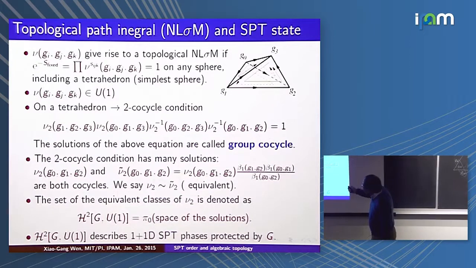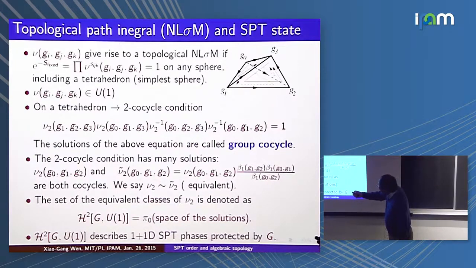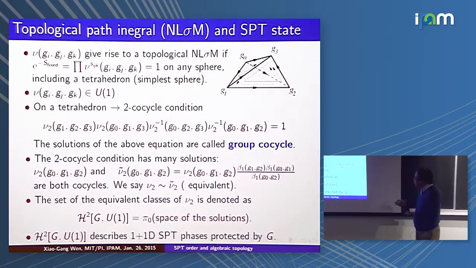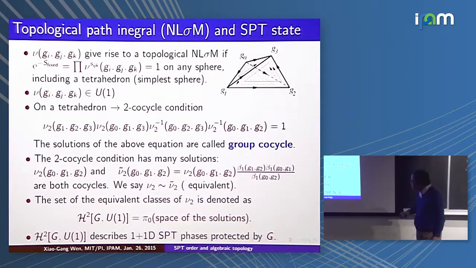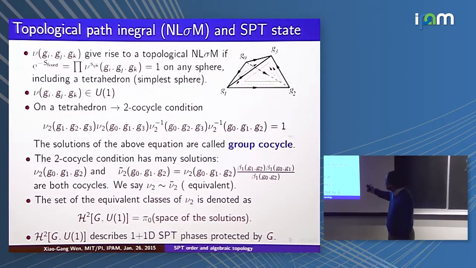And so we just find this tensor, then naturally you'll find that at least the partition function on every sphere is all equal to 1. Okay, once you have this tensor. Okay. However, this equation has many solutions.